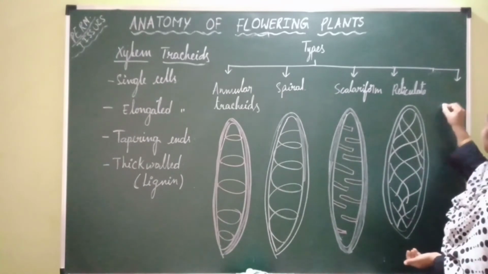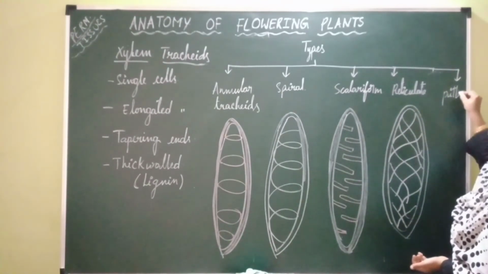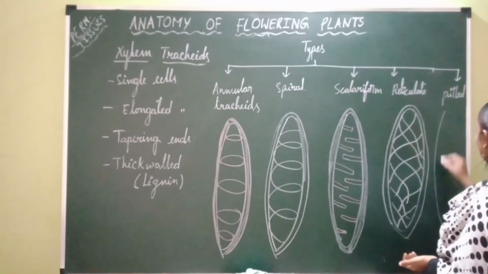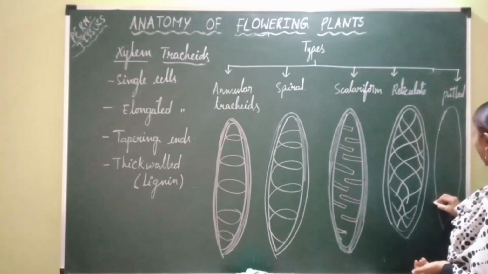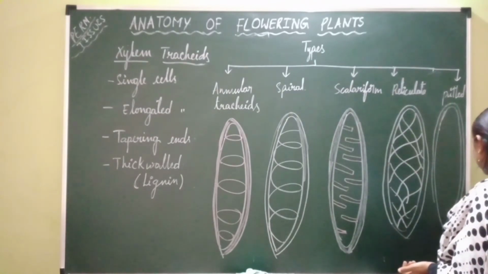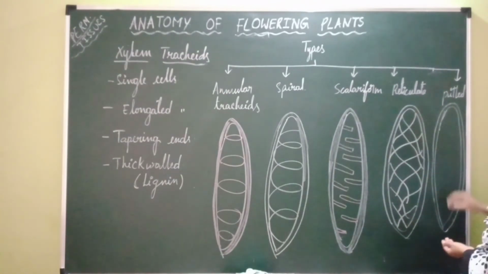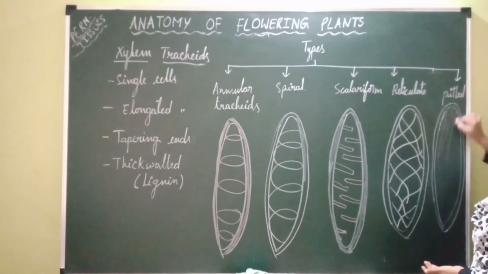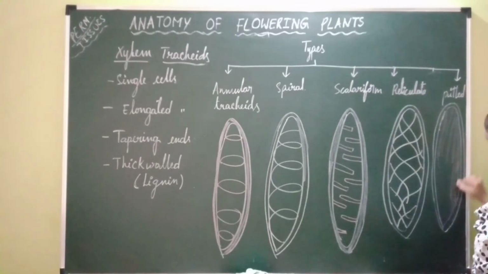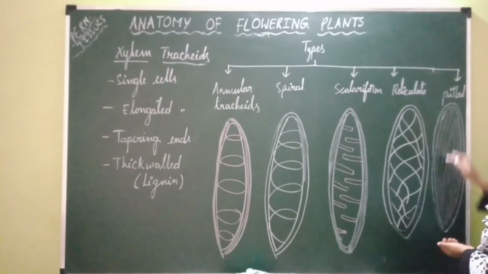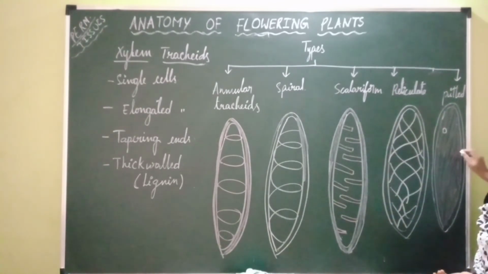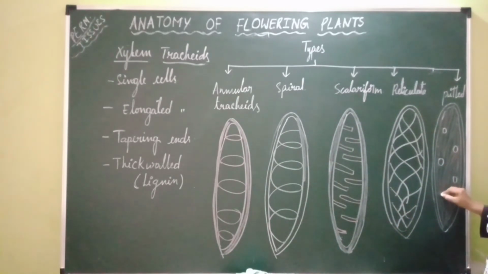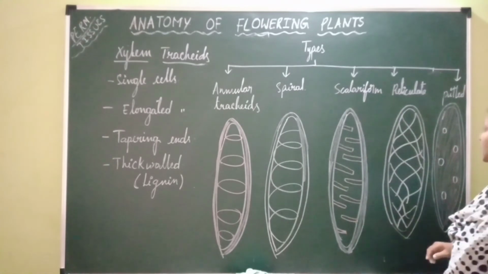Next, coming to pitted type of thickenings. Actually the entire cell wall is highly thickened, but at some areas these thickenings are absent. The areas where these thickenings are absent are called as pits. So these are called pitted thickenings.